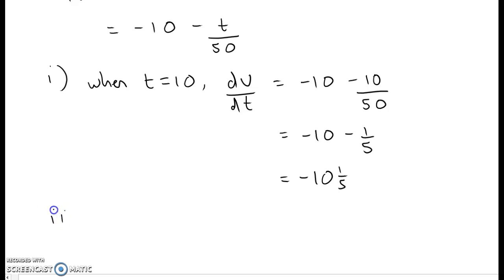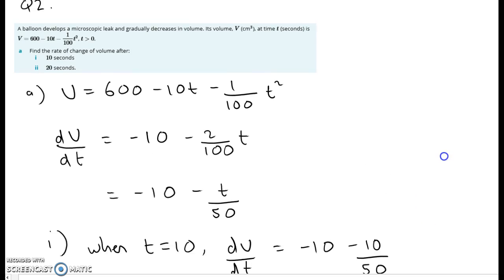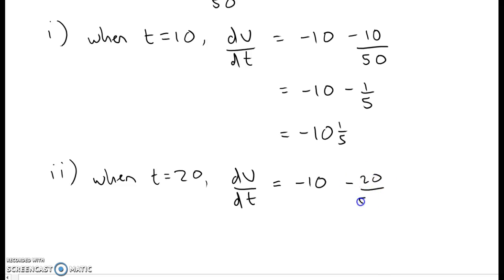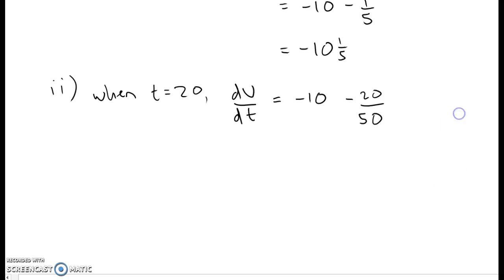When t equals 20, which was part 2, when t equals 20, we'll get dV/dt equals minus 10 minus 20 over 50, which equals minus 10 minus 2 over 5, which we can write as minus 10 and 2/5.